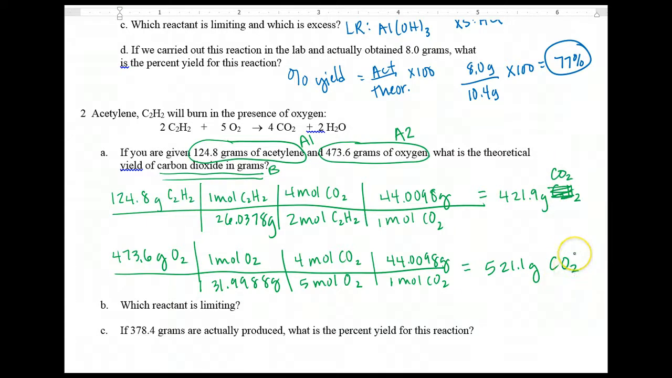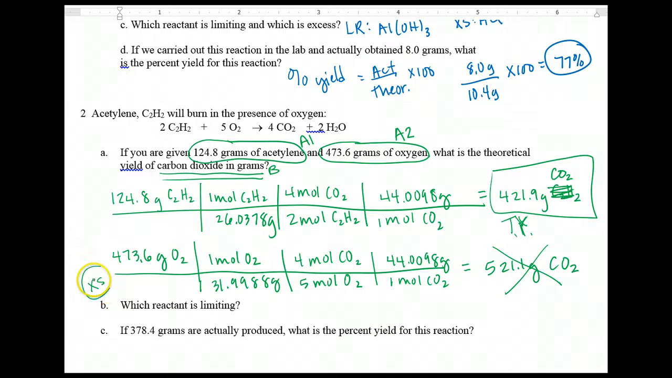521.1 grams of CO2. Again, we want to take a minute and label our big 5. We cross out our bigger answer, we box the smaller answer, and label it theoretical yield. We go back to the left. The one with the X at the end of the answer is our excess reactant. The other one is the limiting reactant.